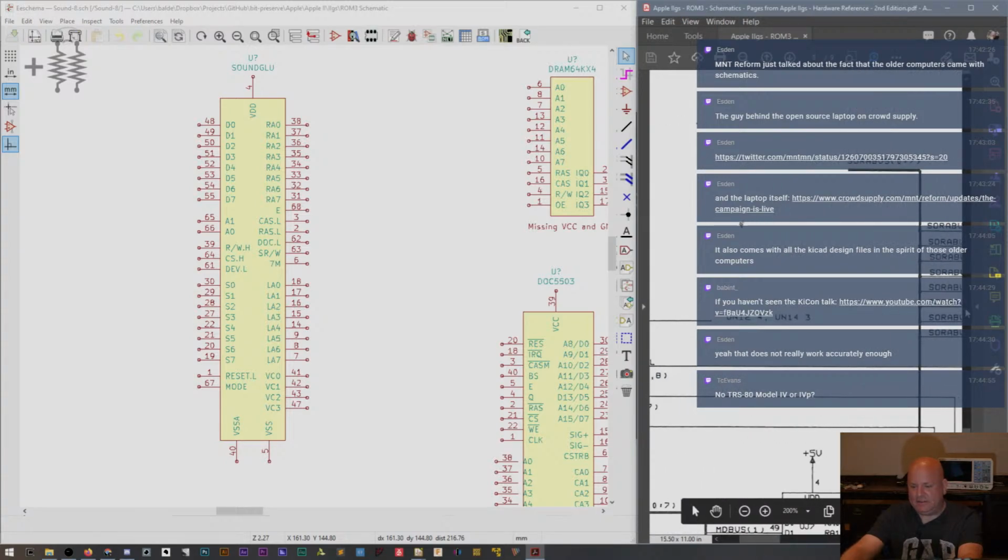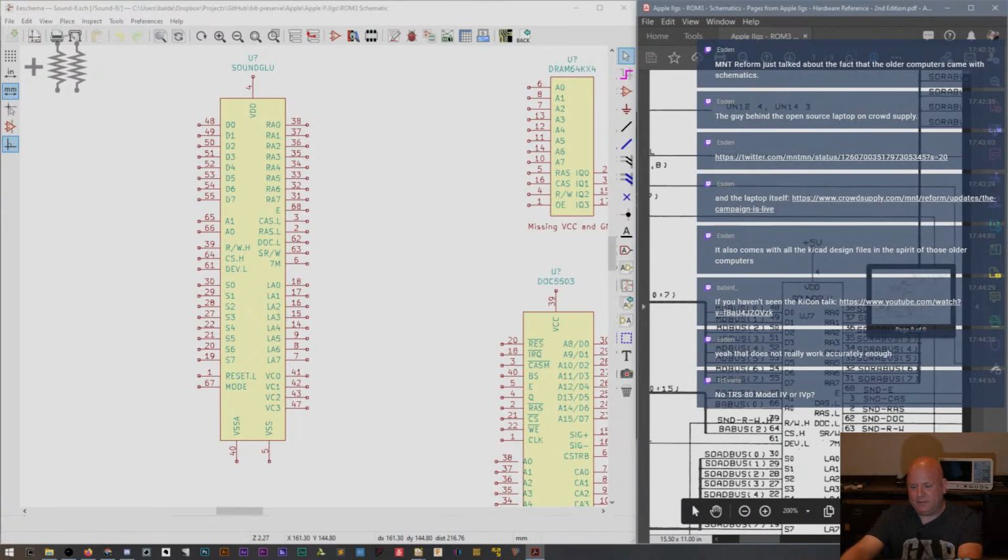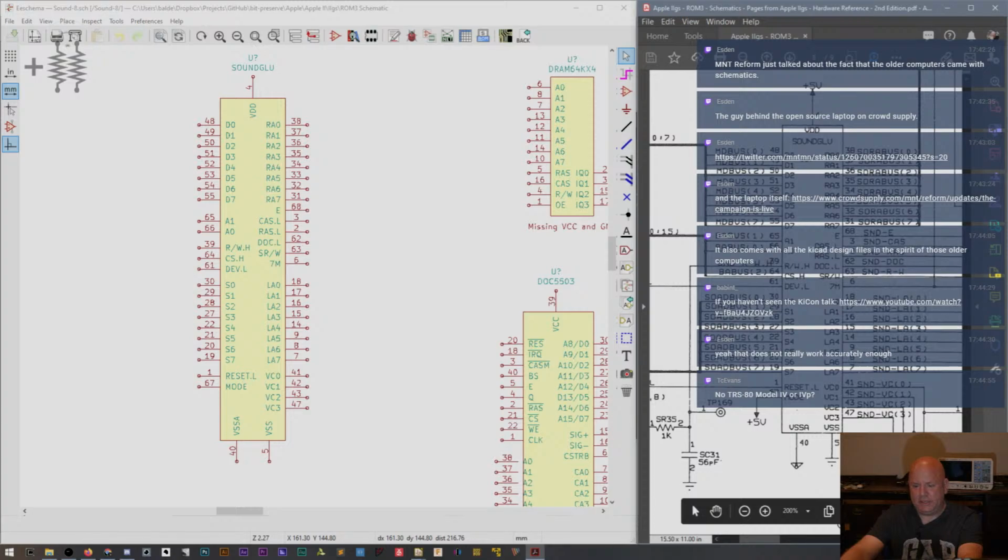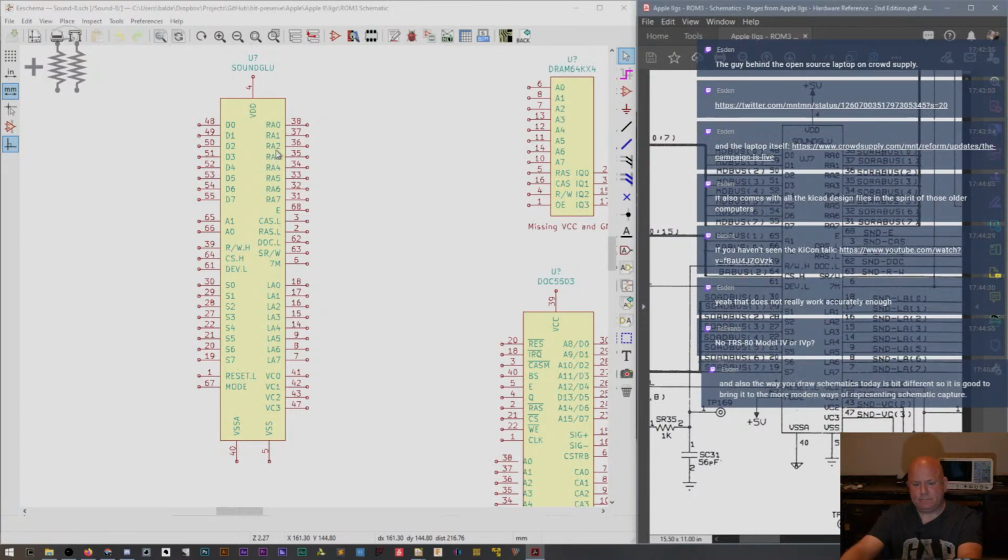All right, so let's get some buses labeled on this sound glue chip. I love the fact that it's GLU, like glue. I think I just lost one of my lights.